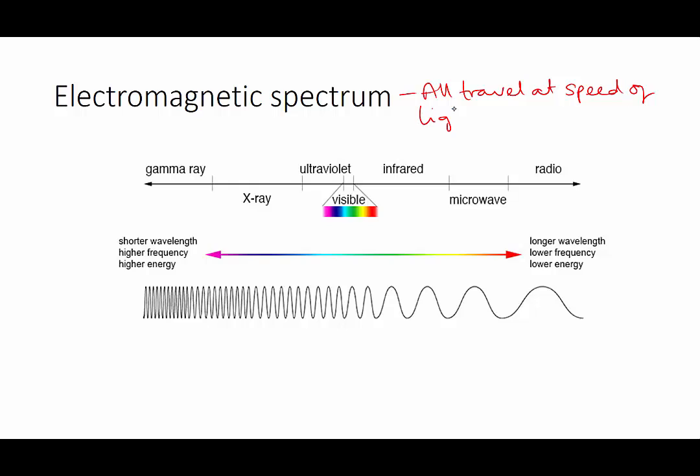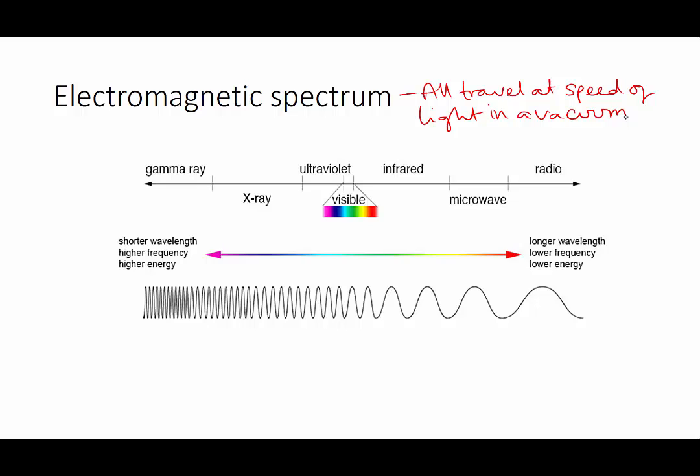Often they'll try to catch you out and they'll talk about a question, which one has the higher wavelength, which one has the highest frequency, which one travels fastest. They all travel at the same speed. But you can see from the diagram that gamma rays have the shortest wavelength and the highest frequency, whilst radio waves have the longest wavelength and the lowest frequency.